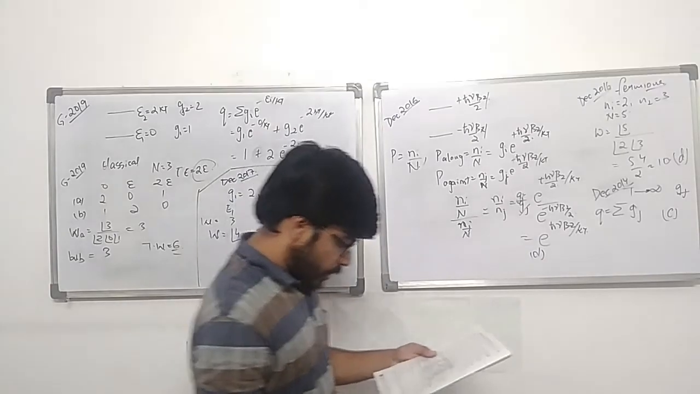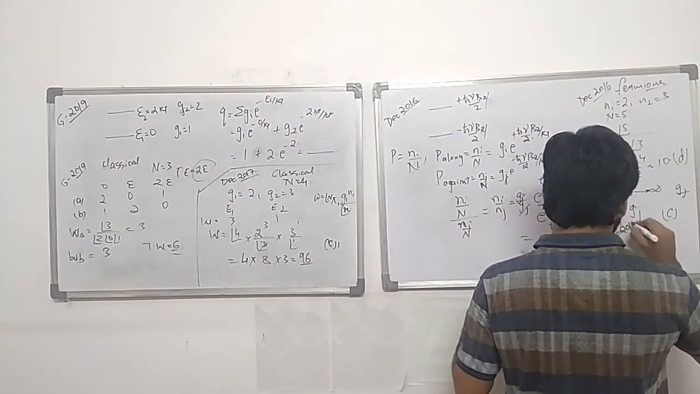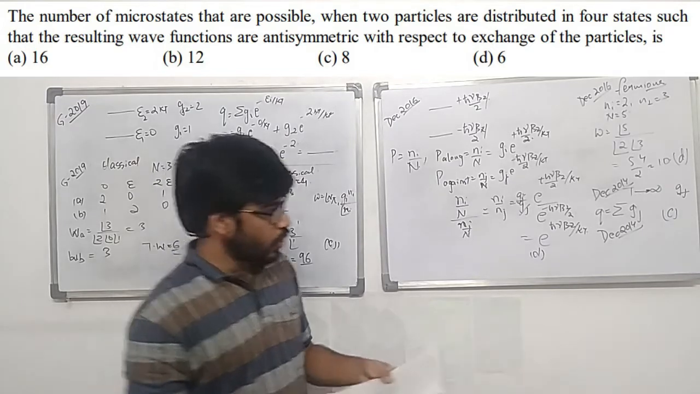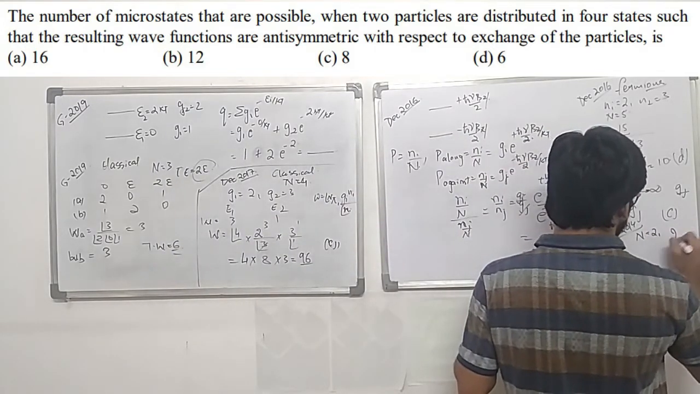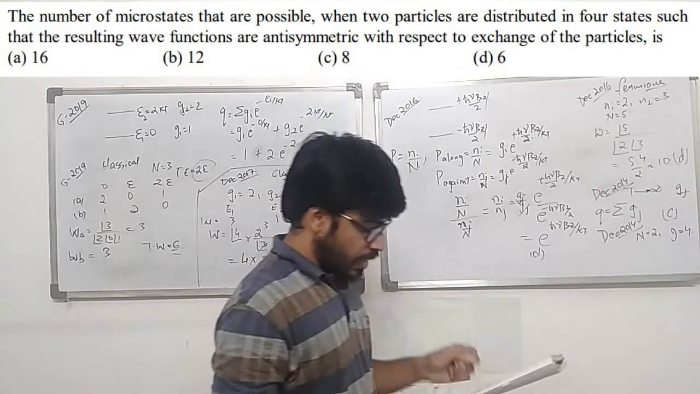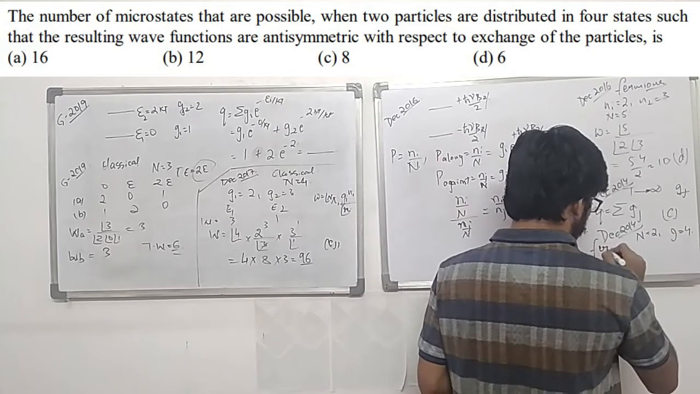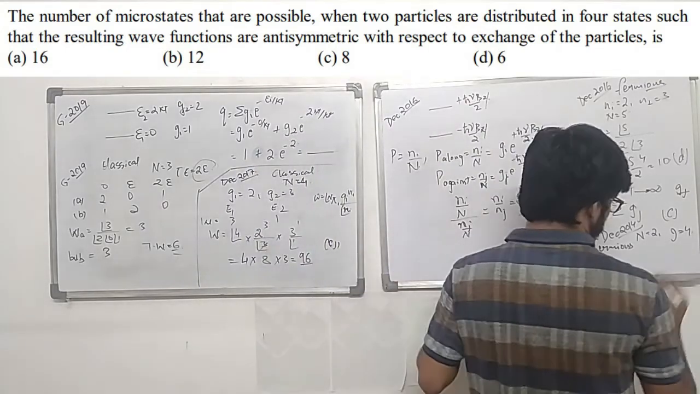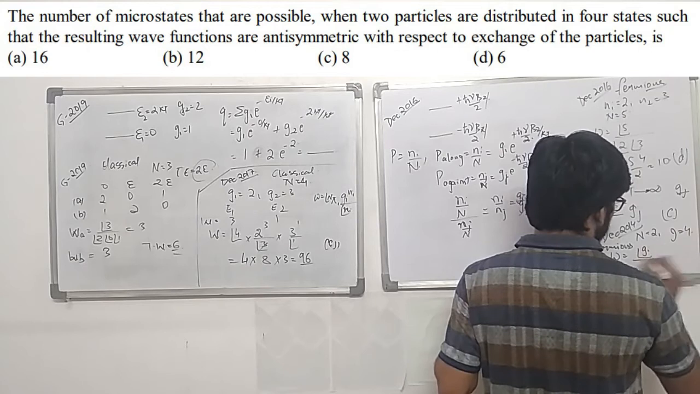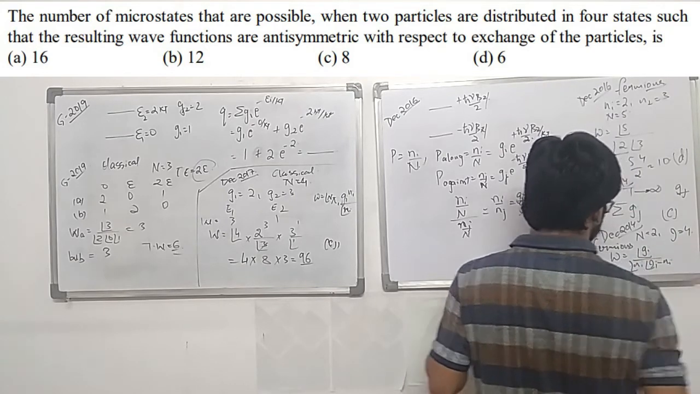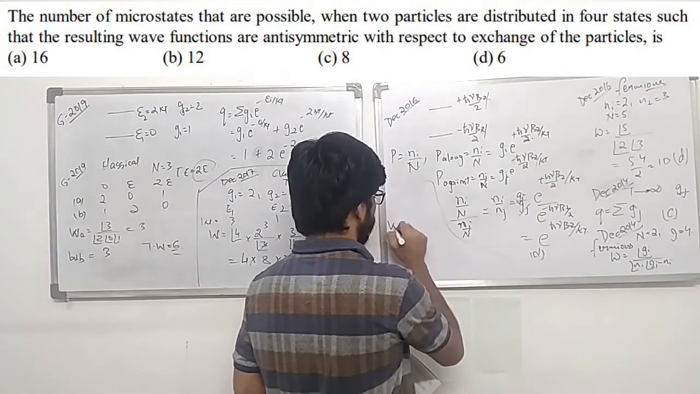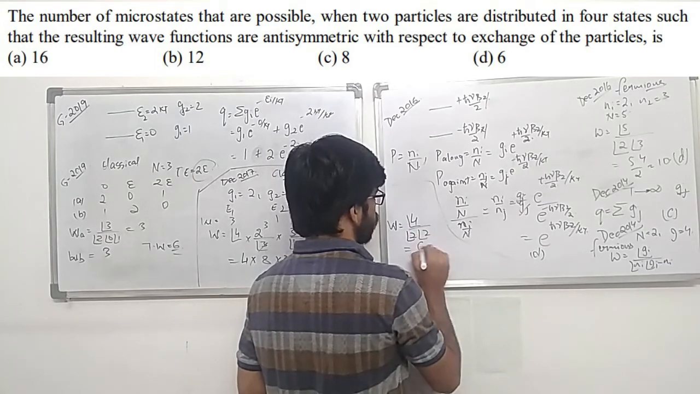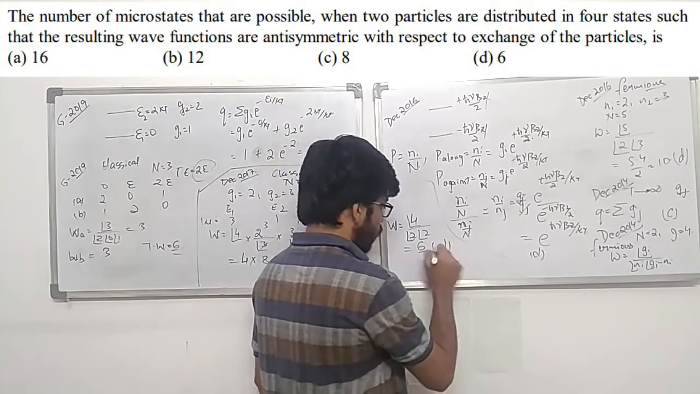So the next question we have is from December 14 again. The question says the number of microstates that are possible when 2 particles are distributed in 4 states. So you have N equal to 2, g equal to 4, such that the resulting wave functions are antisymmetric. That means they are fermions. With respect to exchange of particles, you have to find the number of states for them. So we know W is equal to Gi factorial by Ni factorial, Gi minus Ni factorial. So for this, you would get W is equal to 4 factorial by 2 factorial 2 factorial, that gives you 6. So the answer is option number D.